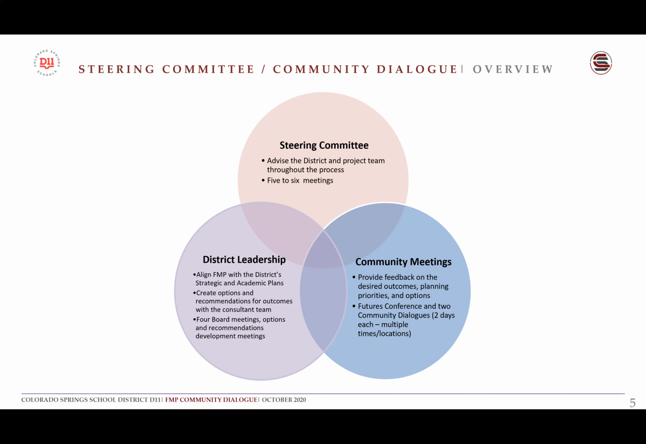We had a futures conference back in the beginning of this process, prior to COVID, with civic, business, and other community leaders along with district leadership to, at a very high level, frame up what are we trying to achieve? What does a learning environment for the 21st century look like in Colorado Springs? That report is available on the website as well.